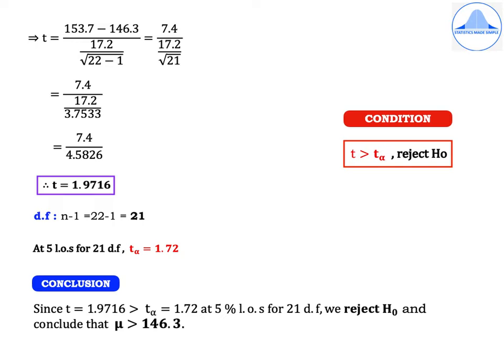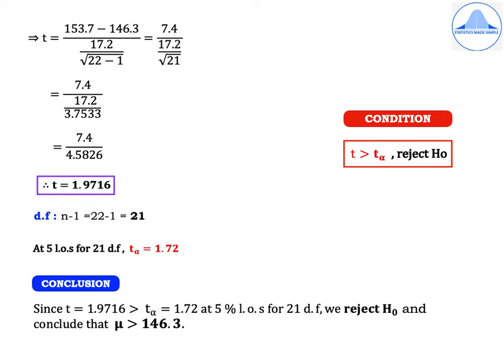So the conclusion: since t is equal to 1.9716 is greater than t alpha equal to 1.72 at 5% level of significance for 21 degrees of freedom, we reject H naught and conclude that mu is greater than 146.3.